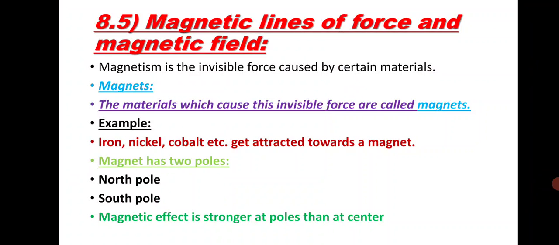Magnetism is the invisible force caused by certain materials. The materials which cause this invisible force are called magnets. Example: iron, nickel, cobalt, etc. get attracted towards a magnet. So a magnet has two poles. The first one is the north pole and the second one is the south pole. Magnetic effect is stronger at the poles than at the center.